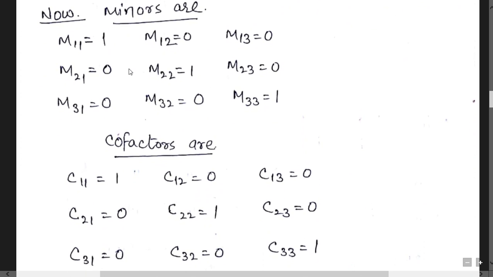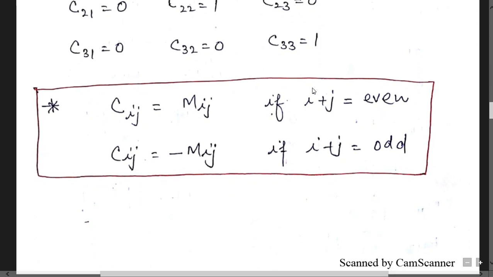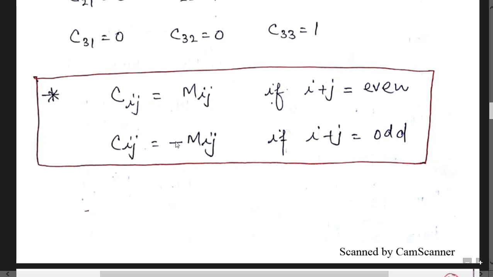What about the cofactor? If the total is even, the cofactors are the same. This one, this one, this one, and this one. Here the total is even, and here the total is also even. In these cases the total is odd, but the values are 0. It means these values will remain as they are. You can remember this: Cij is equal to Mij if i plus j is even. Cij is equal to minus Mij if i plus j is odd. It's an important point to learn.